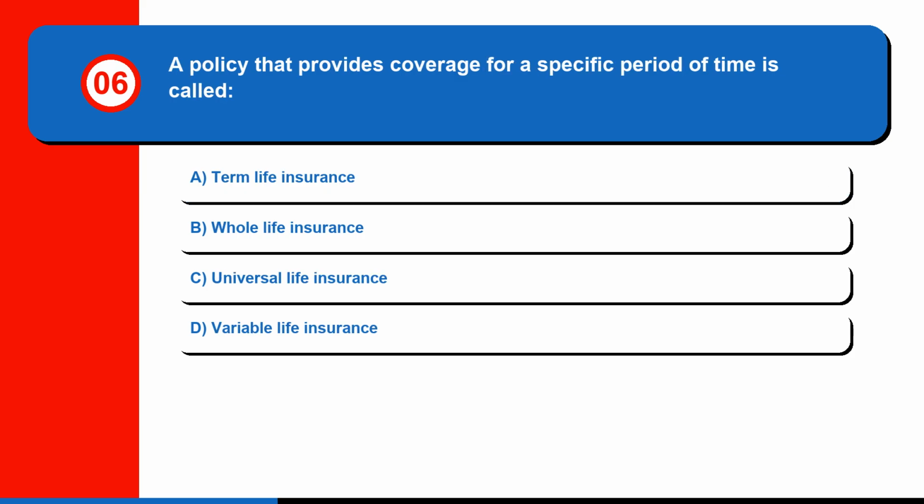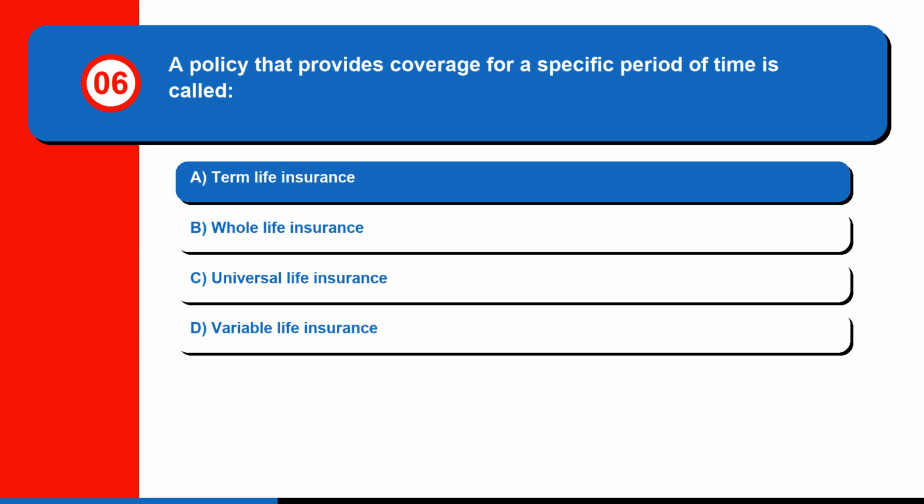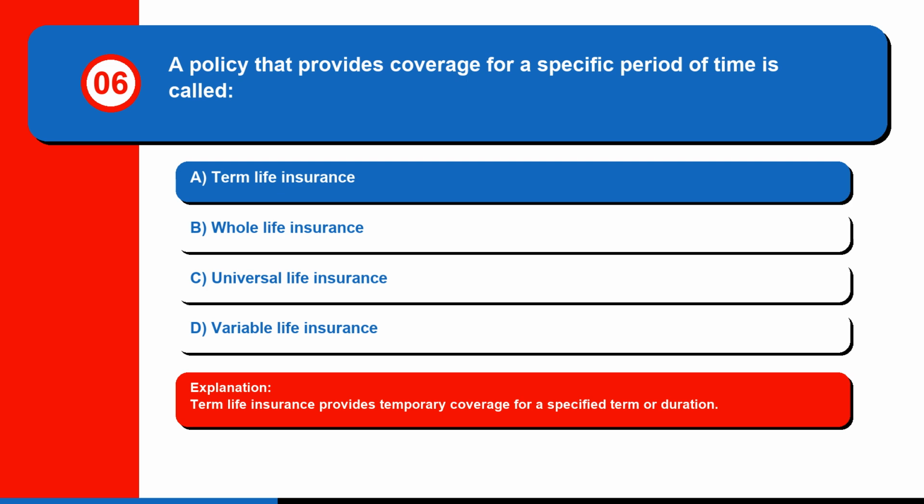Question 6. A policy that provides coverage for a specific period of time is called A. Term life insurance. B. Whole life insurance. C. Universal life insurance. Or D. Variable life insurance. The correct answer is A. Term life insurance. Term life insurance provides temporary coverage for a specified term or duration.